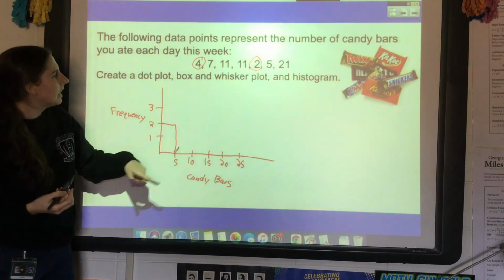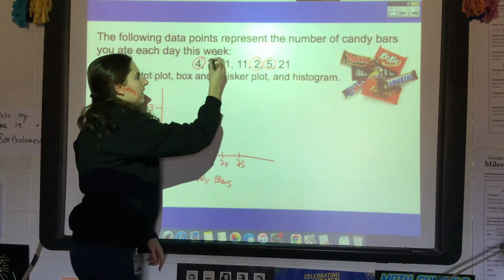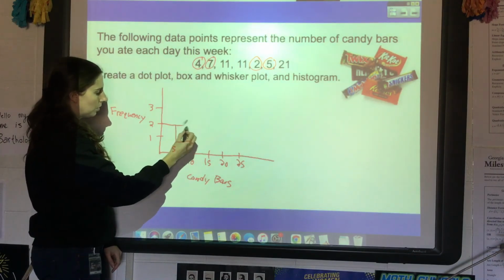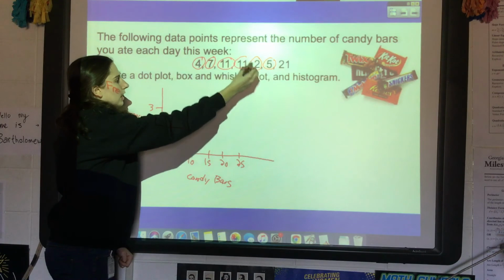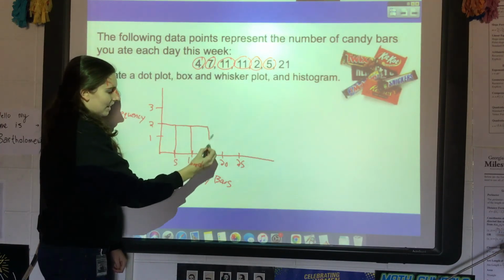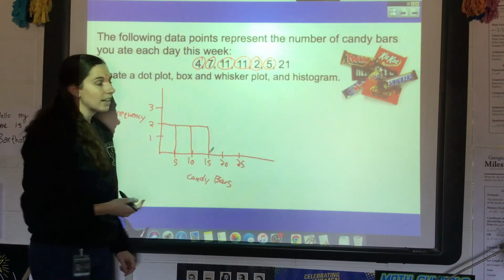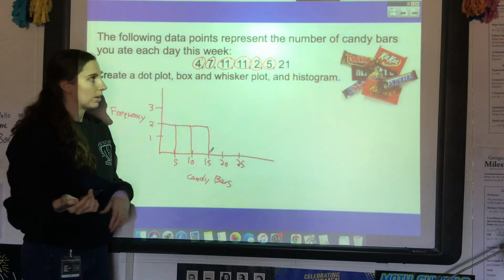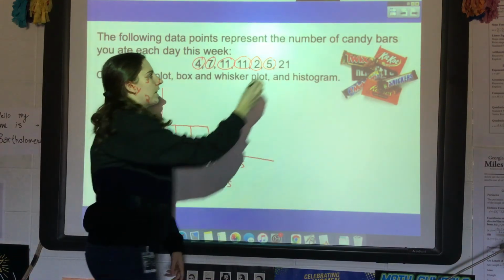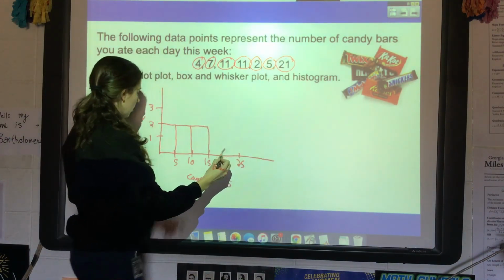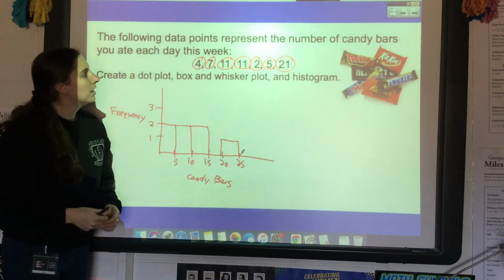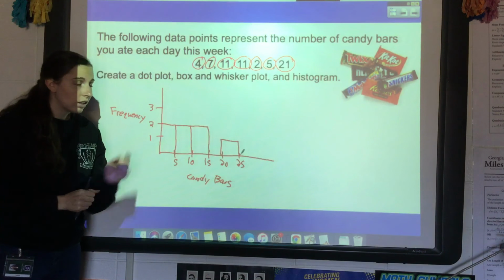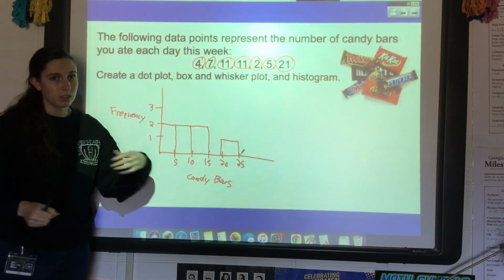In the 5 to 10 category, I've got the 5 and the 7, so also 2. In the 10 to 15, I've got 11 and 11, so another 2. In the 15 to 20, I don't have anything, so I won't draw a bar there. And then in the 20 to 25, I have one number, so I'll go up to 1. And there we go. There's my histogram. Note that it's going to look a little different if I'd use different intervals, and that's okay.